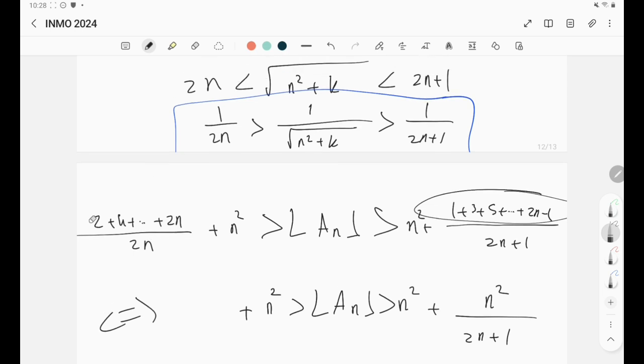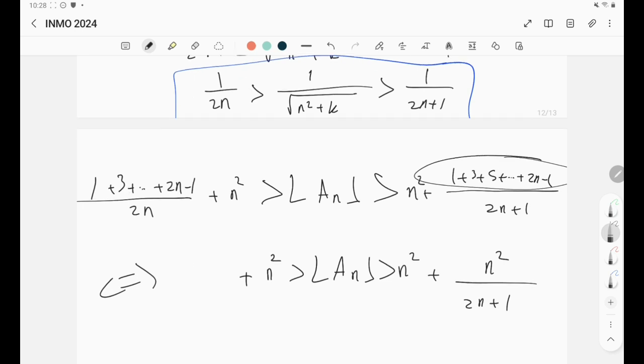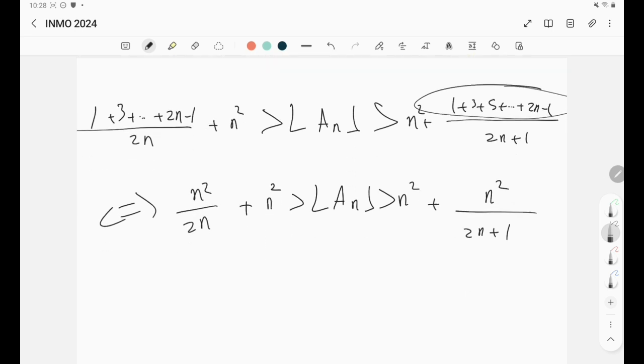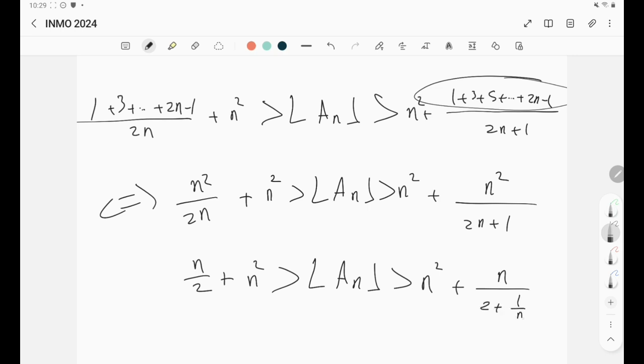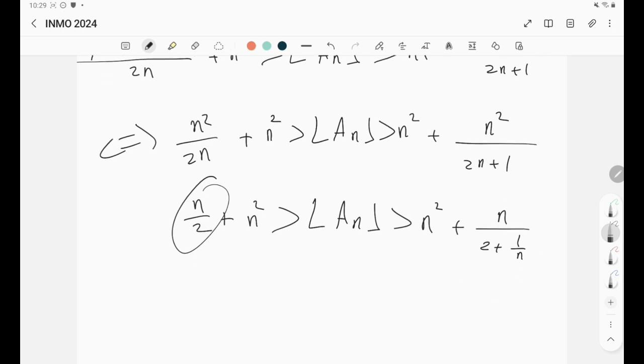Oh sorry, what am I doing? Here's the same. 1 plus 3, and so on. So it's also n squared divided by 2n. Okay, very nice. So that just means that this thing is between n squared plus, okay, here of course becomes n over 2. Here it's very close to n over 2. In fact, if you divide both numerator and denominator by n, it's n over 2 plus 1 over n, right? So they're kind of n over 2 and n over 2, if you think about it.